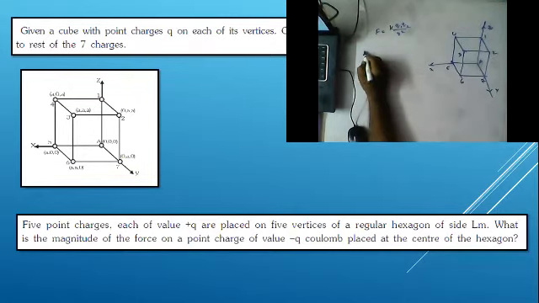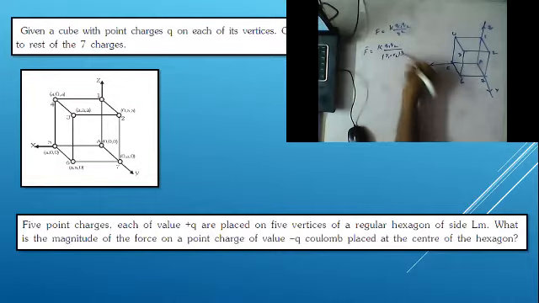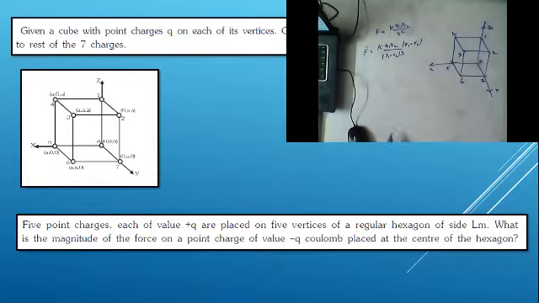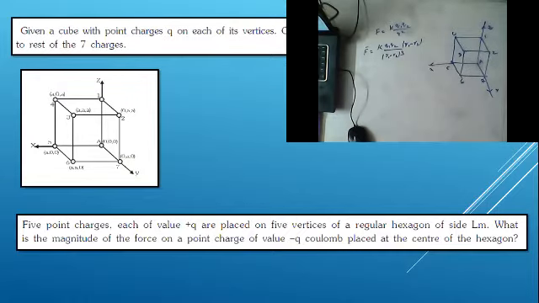For a three-dimensional problem, the force vector is given by the formula K Q1 Q2 by the modulus of R1 minus R2 whole cube, times the vector R1 minus R2. This is the formula. R1 minus R2 we can find very easily. But the modulus of R1 minus R2 is the effective distance between the charges. First of all, we will find the effective distances between all the charges, and then find the individual forces.